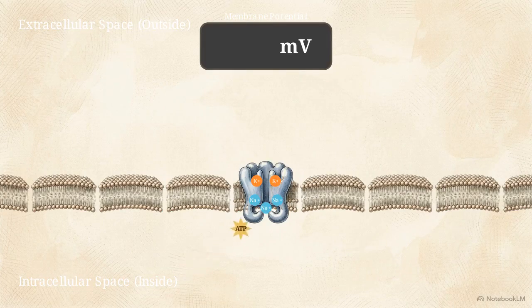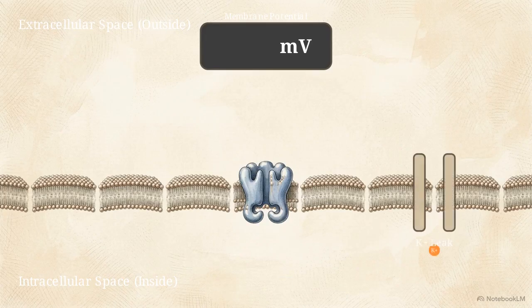Because it moves these ions against their natural concentration gradients, the pump requires constant energy, spending a massive portion of the body's total ATP to function. But the membrane is also dotted with passive potassium leak channels. These are always open, allowing the positively charged potassium to slowly drift right back out of the cell. As positive charge leaves, the inside of the cell becomes increasingly negative.